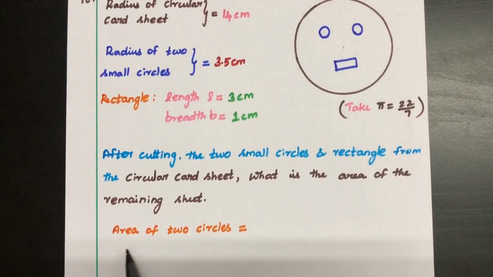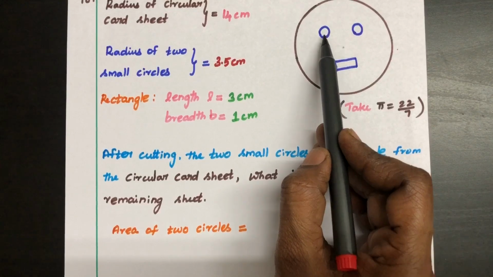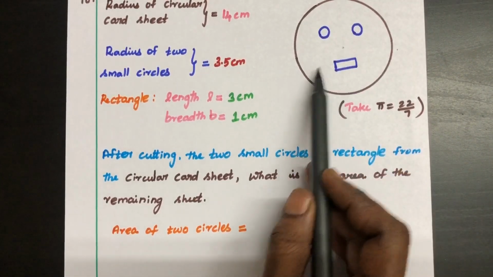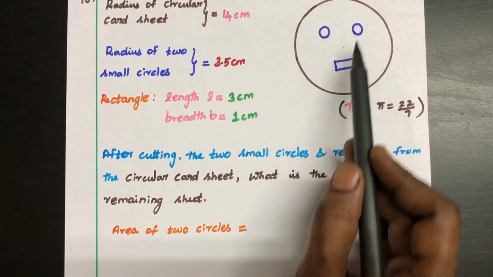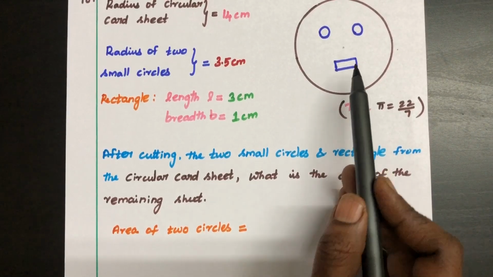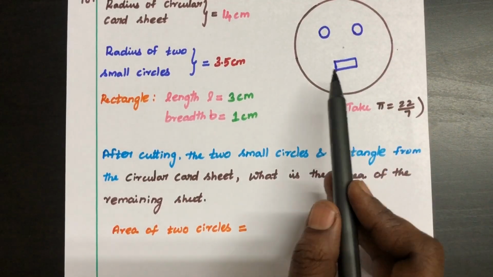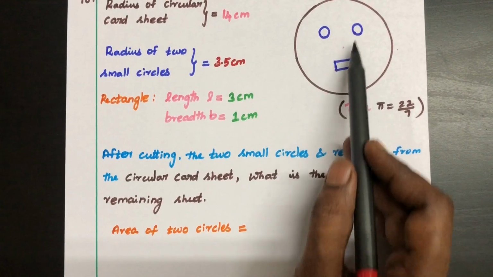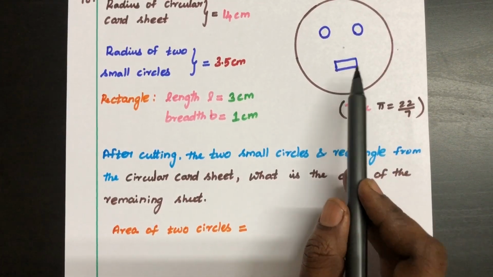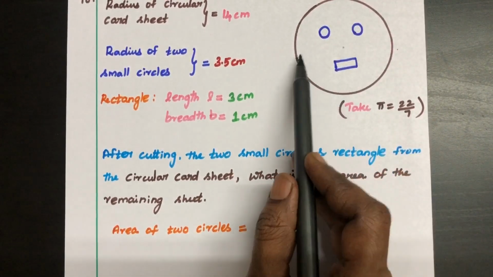Let's do this. For that, we need to know the area of the bigger circle, the area of the two small circles, and the area of the rectangle. From the bigger circle's area, we need to subtract these two circles and this rectangle. That's all. We will get the remaining sheet area.